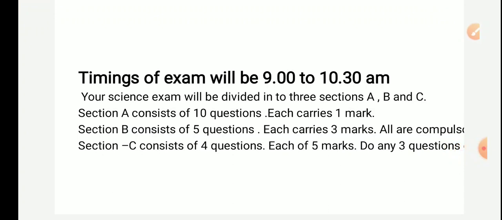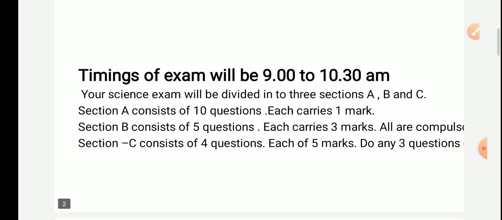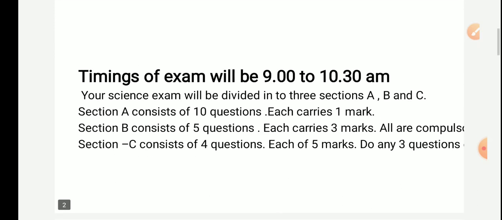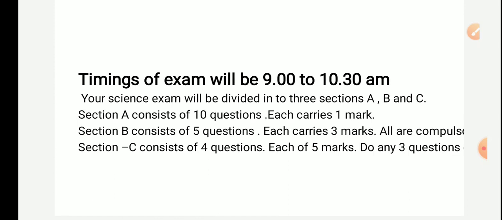First of all, the timings for the exam will be 9 am to 10:30 am, and your science exam will be divided into 3 sections: A, B and C. Section A consists of 10 questions and each carries 1 mark. All are compulsory. Section B consists of 5 questions, each carries 3 marks. These also are all compulsory. Section C consists of 4 questions, each carries 5 marks, and you have to do only 3 questions. One has a choice. Out of 4 you have to do only 3.